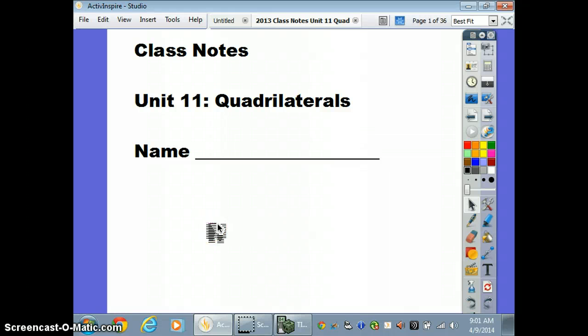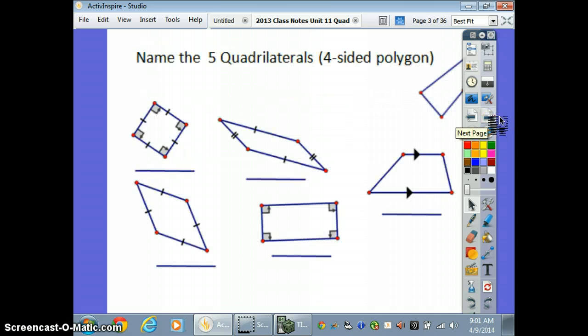If you can write your name on your notebook, we're going to start a new unit on quadrilaterals. And I'd just like to identify 5 quadrilaterals. I'm going to add to that though a little bit. Okay, the first one is a square. All sides equal, 4 right angles. I know you know that.